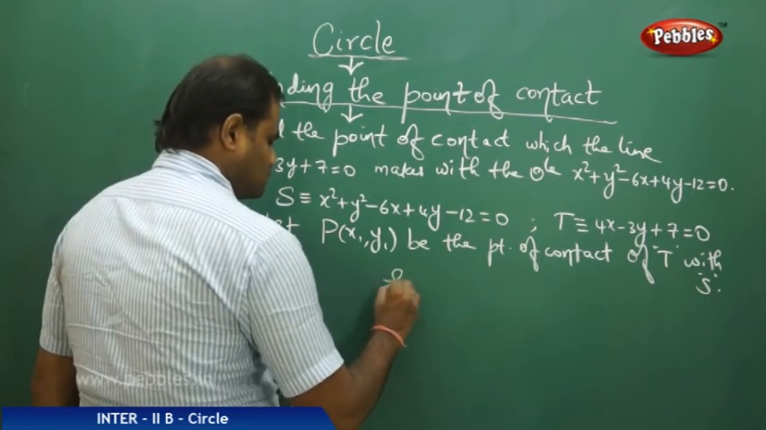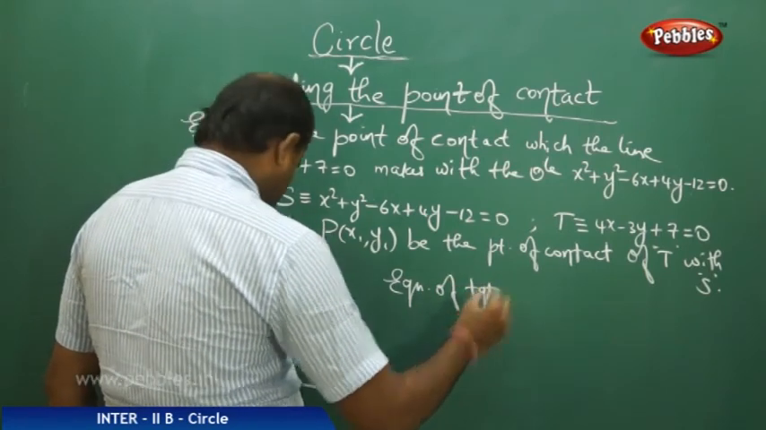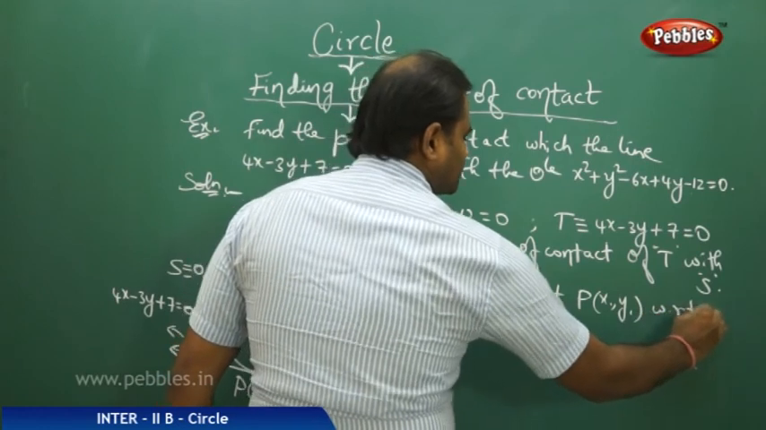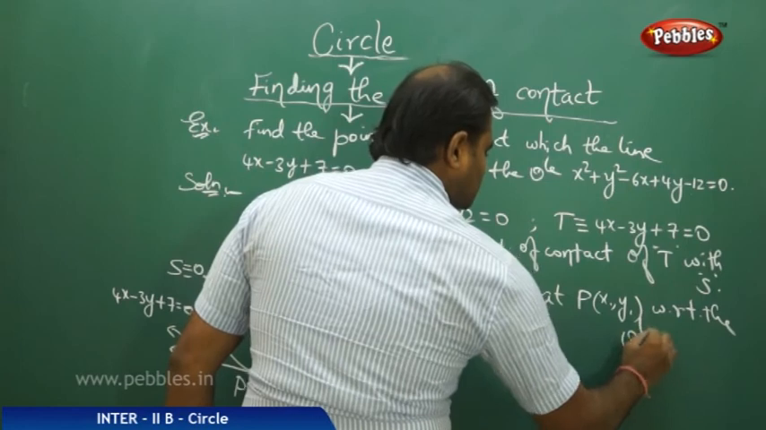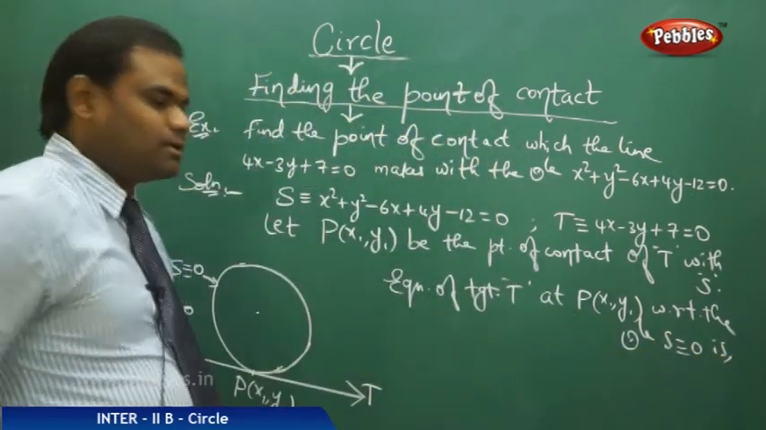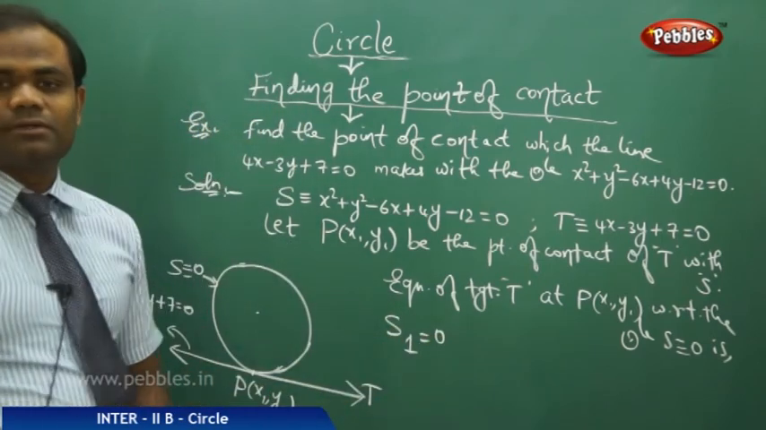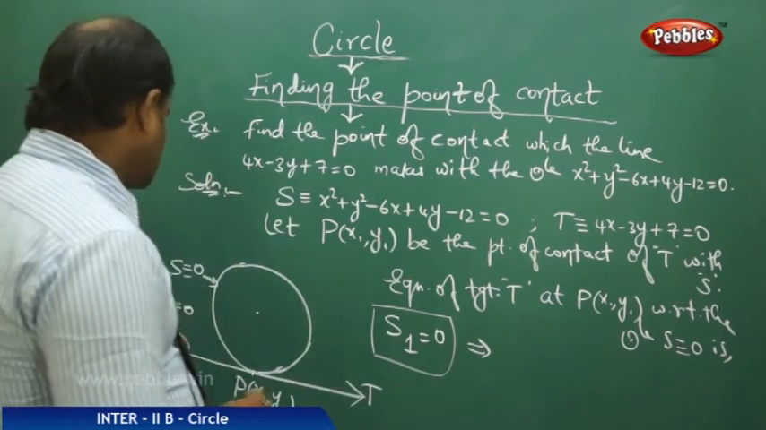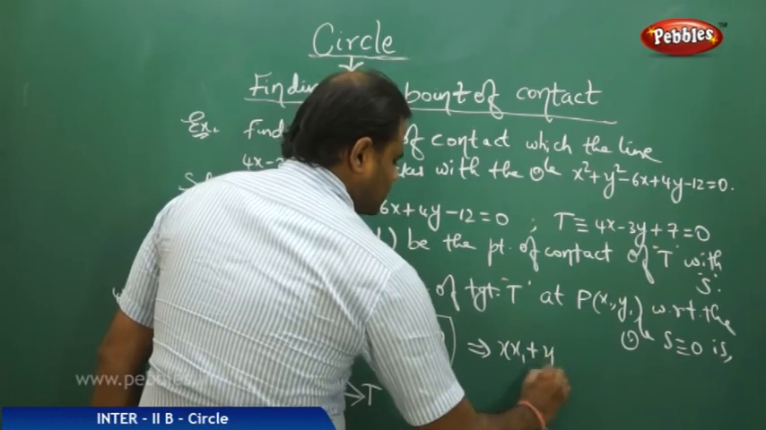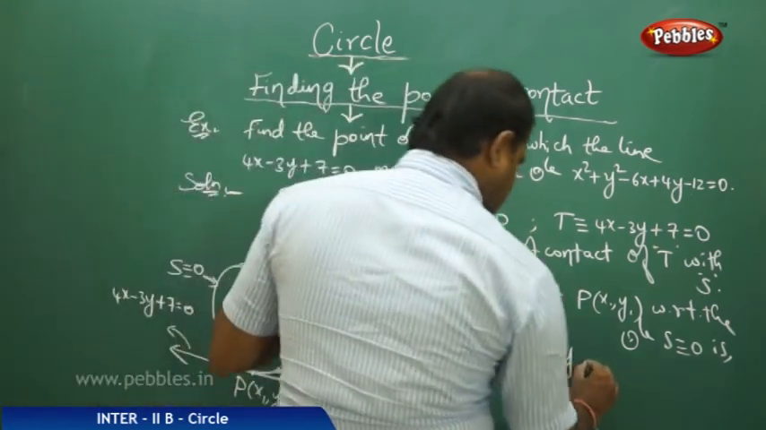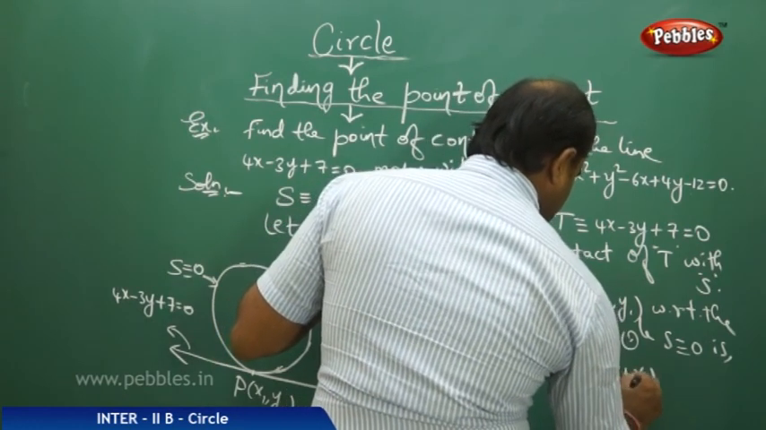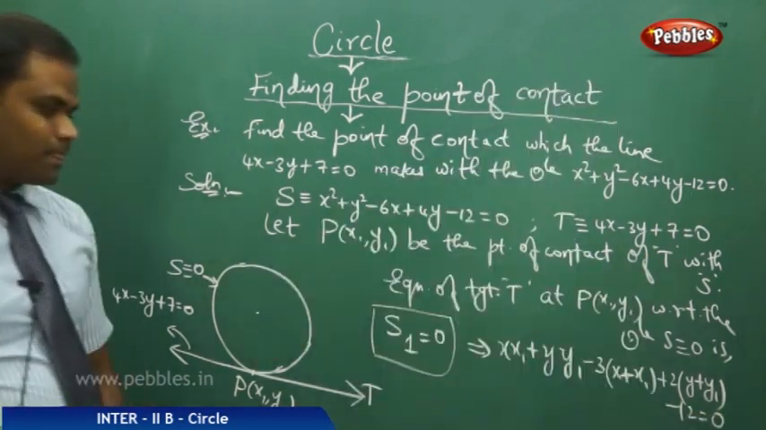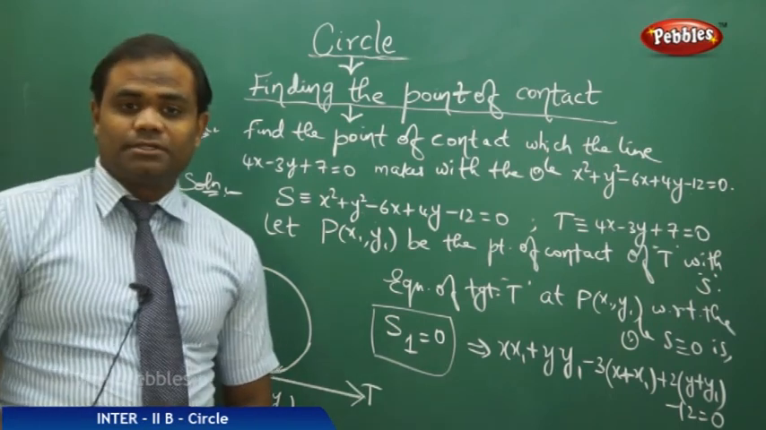Now we know that the equation of tangent T at P x1 y1 with respect to the circle S equal to 0 is given to be S1 equal to 0, which we know through the formula. So using this S1 equal to 0, we have xx1 plus yy1 minus half of minus 6, which is minus 3, of x plus x1, plus half of 4, which is 2, times y plus y1. This, on further simplification, gives us the equation of tangent in terms of x1, y1.